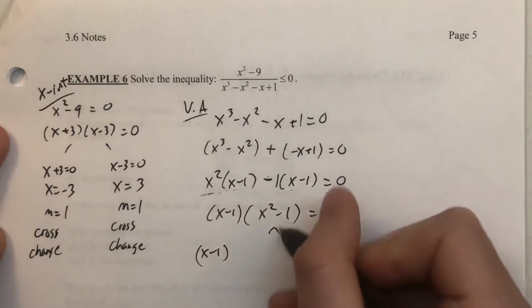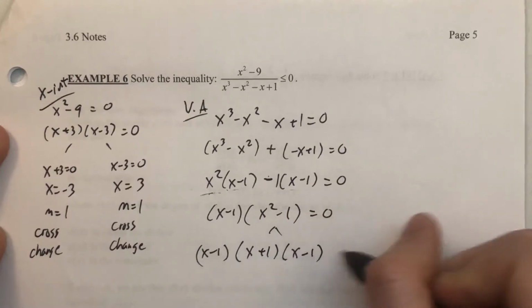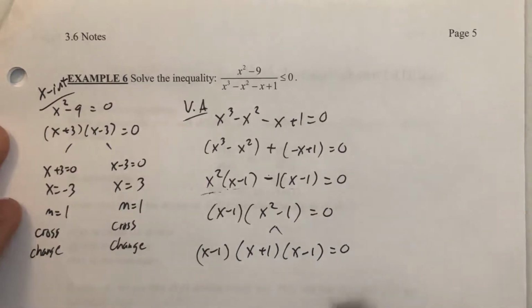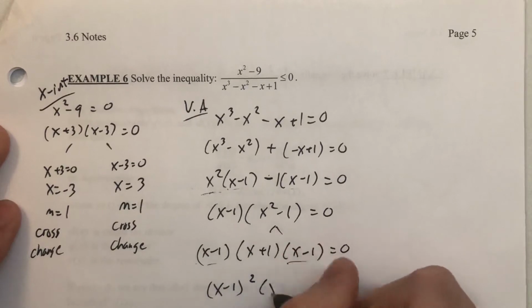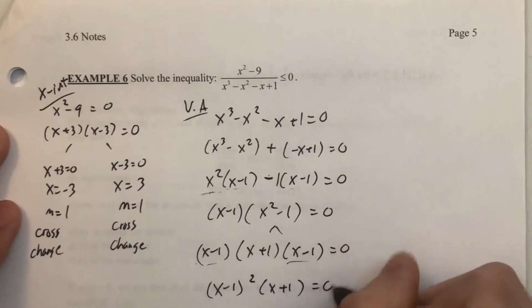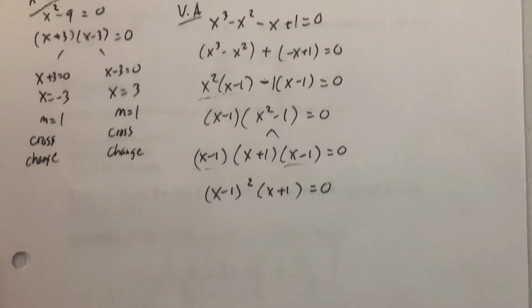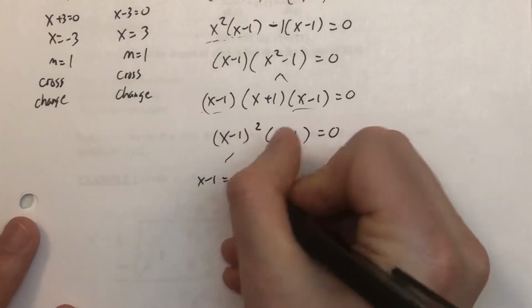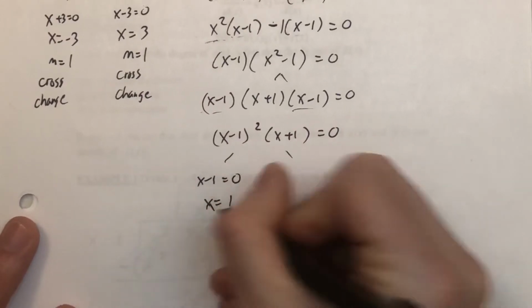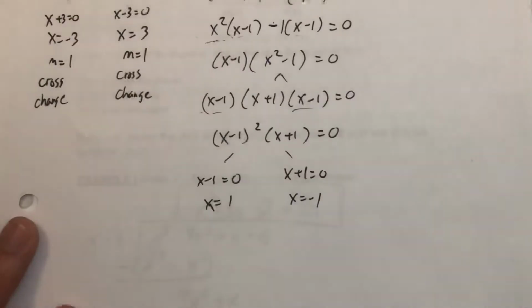So bring down the x minus 1, and then that will factor to the difference of squares, x plus 1, x minus 1. And then we notice we actually have 2 factors of x minus 1. So x minus 1 squared and x plus 1. So for those vertical asymptotes, we're going to have x minus 1 equals 0, giving us a 1, and x plus 1 equals 0, giving us a negative 1.